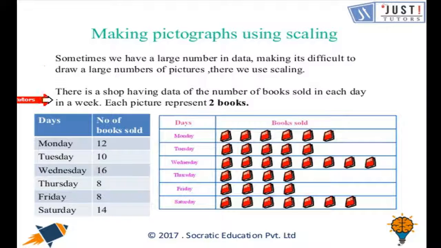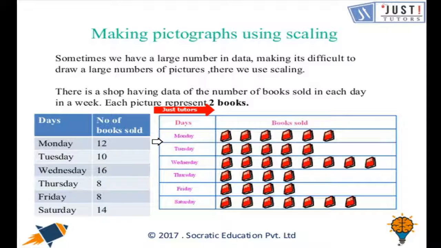So have a look at this example. There is a shop and it gives the data of the number of books sold each day in a week. So Monday 12 books are sold, Tuesday 10 books are sold, and so on. It's not possible for us to draw so many books when we do it pictographically. So what do we do? We assume that each book represents 2 books. Each picture of the object represents 2 books.